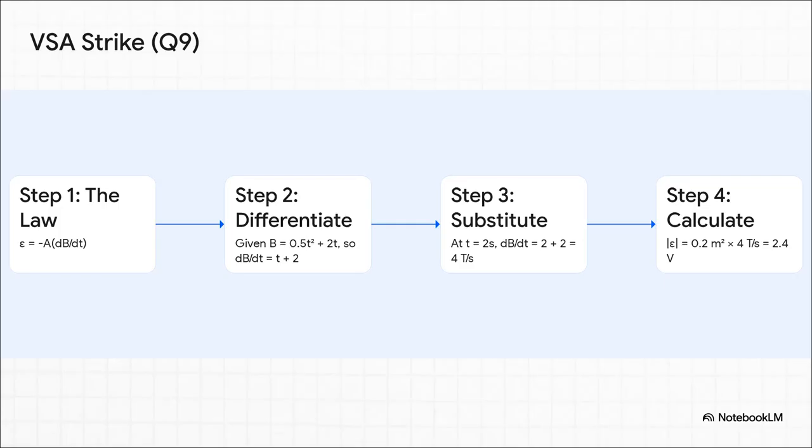Okay, for a time-varying field problem like this one, it's a 4-step strike. Just remember this. Law. Differentiate. Substitute. Calculate. That's it. But be careful, the biggest landmine is right there in step 2. One tiny mistake in your differentiation and poof, all the marks are gone. So be precise, double-check your calculus.